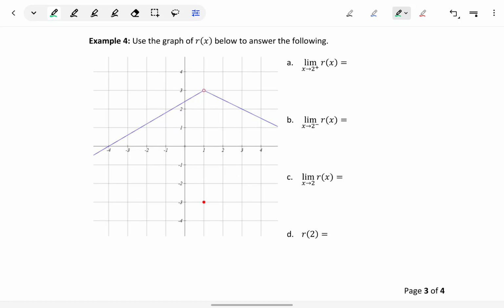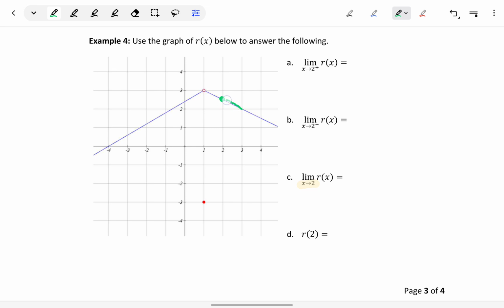In example 4, we have another potentially tricky case, because here what we're actually investigating is the limit as x approaches 2. So we want to investigate what's happening at this point, which is a smooth continuous point on the curve, just like we had in example 2.